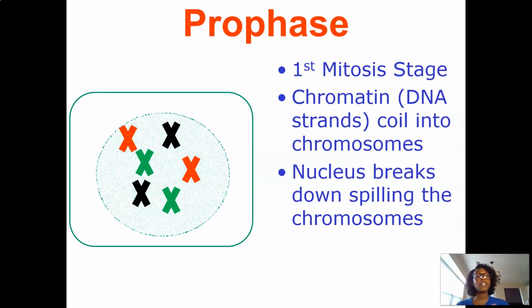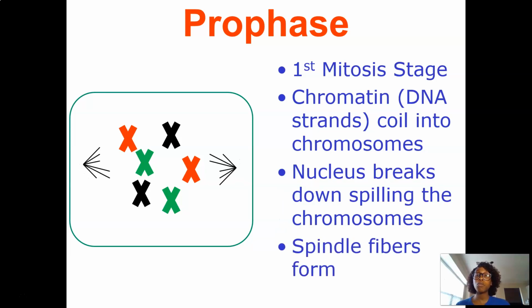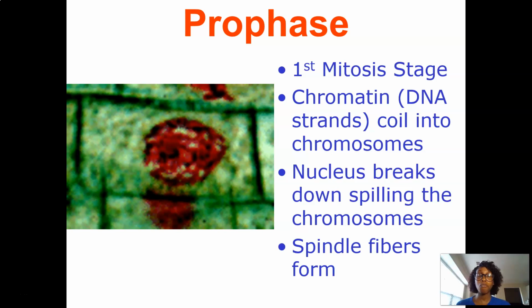All right, and then you will start to see that the nucleus breaks down, spilling those chromosomes, having them exposed so they can properly divide. And then you will see those spindle fibers on the end of each pole so it can prepare for that division. If we were to look at prophase under a microscope, this is how it will look.